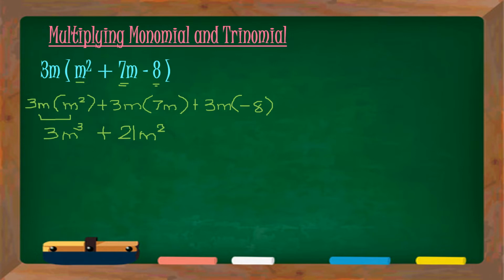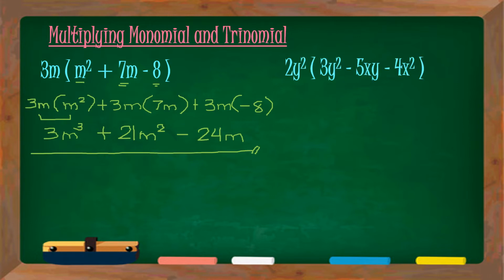Then, positive times negative is negative. 3 times 8 is 24. And then, bring down m. So, the product is 3m cubed plus 21m squared minus 24m.